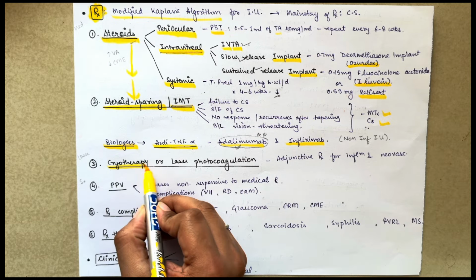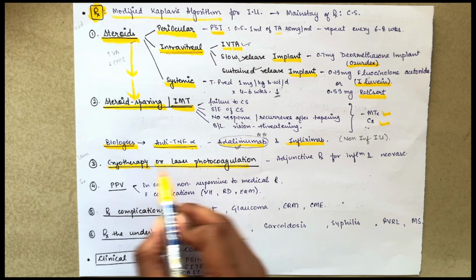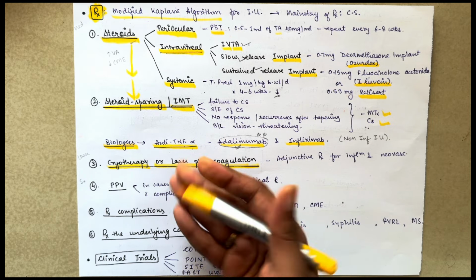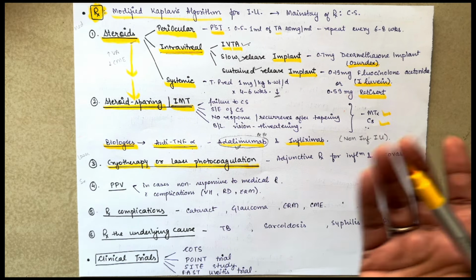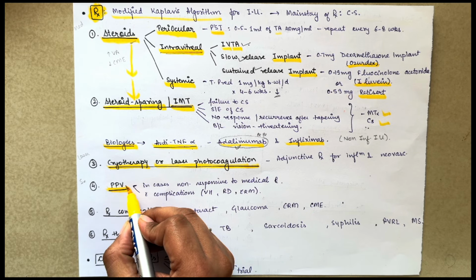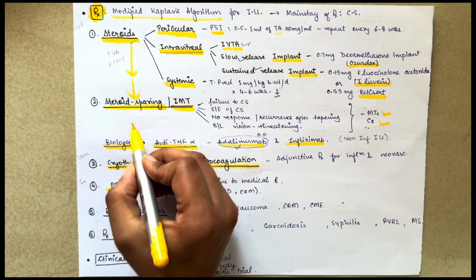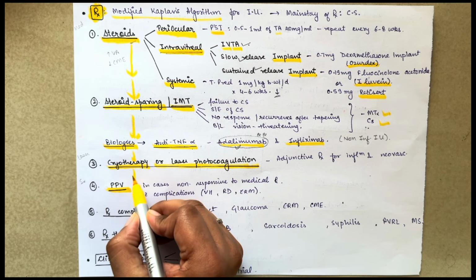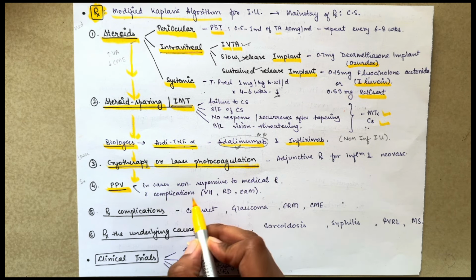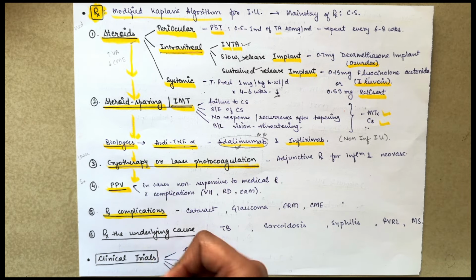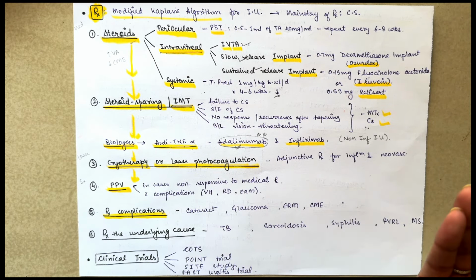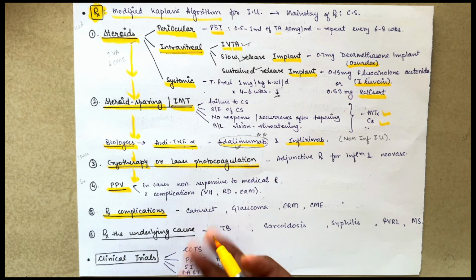Next is laser that I mentioned, cryotherapy or laser photocoagulation. This is just adjunctive treatment. You can go for it for inflammation and if there is neovascularization. Another is pars plana vitrectomy. Obviously, when this medical treatment is not working, right, then you go for vitrectomy or in complicated cases. Then next, you treat the complications, cataract surgery, glaucoma, ERM, CME, you treat accordingly.